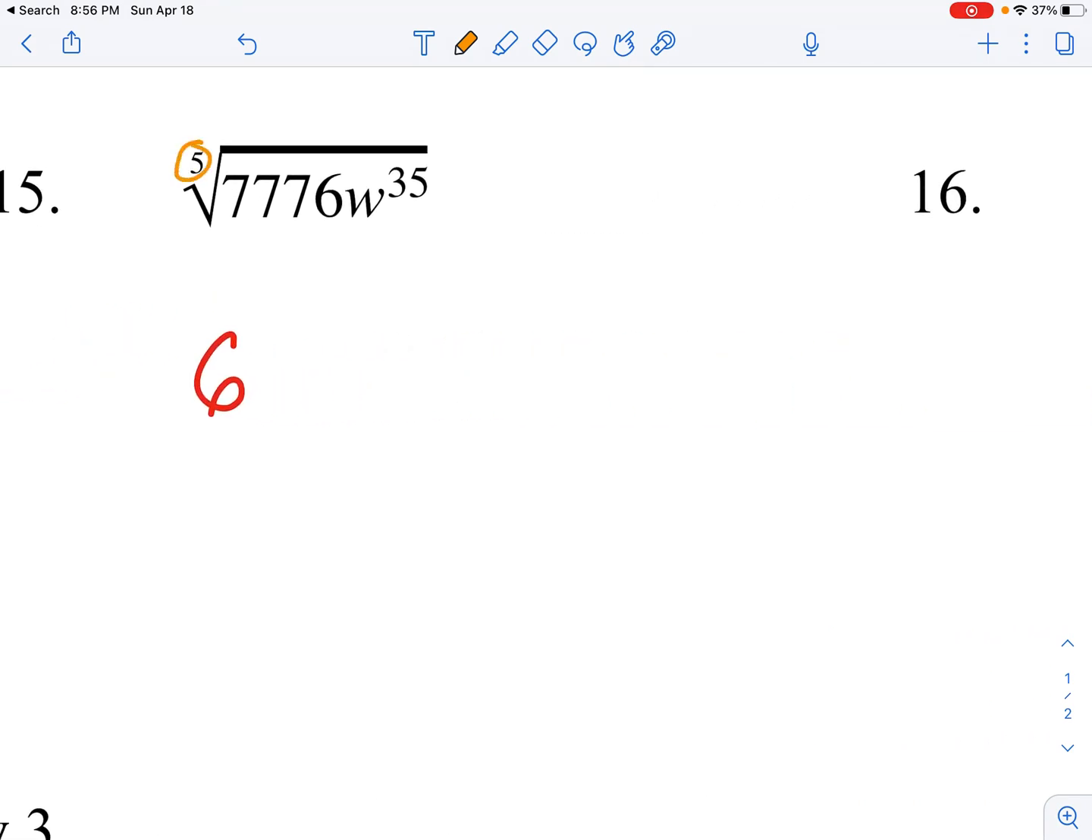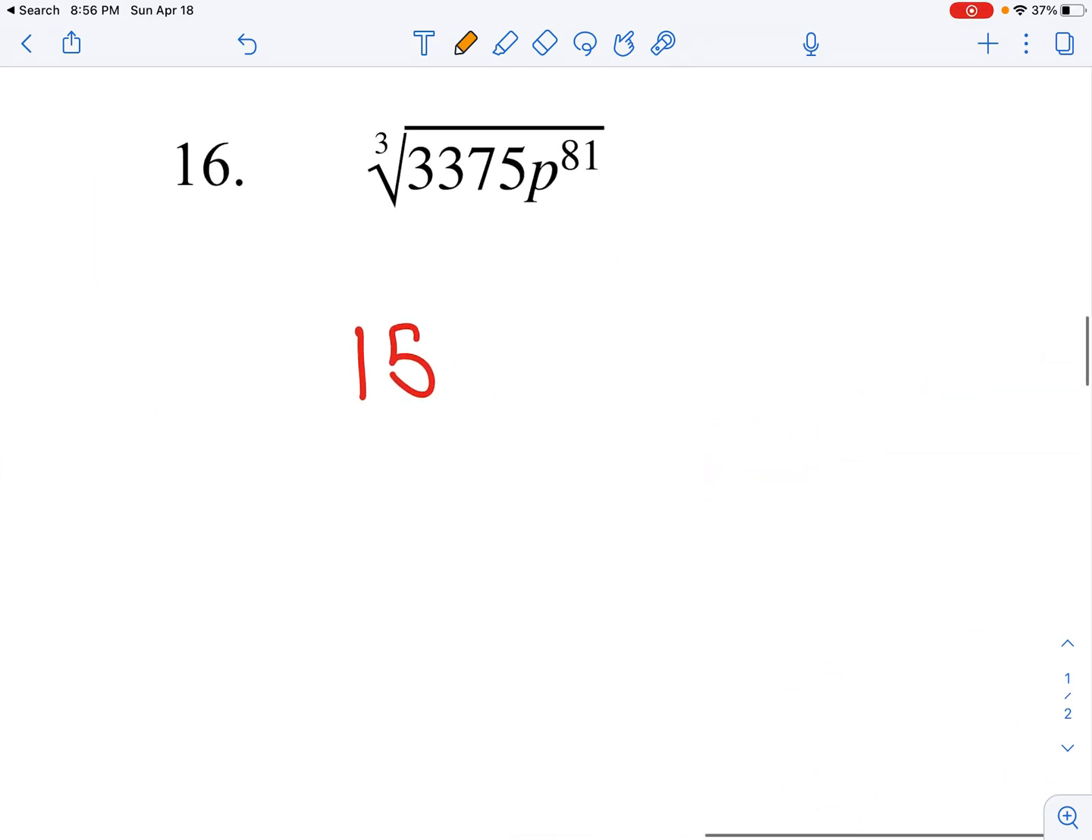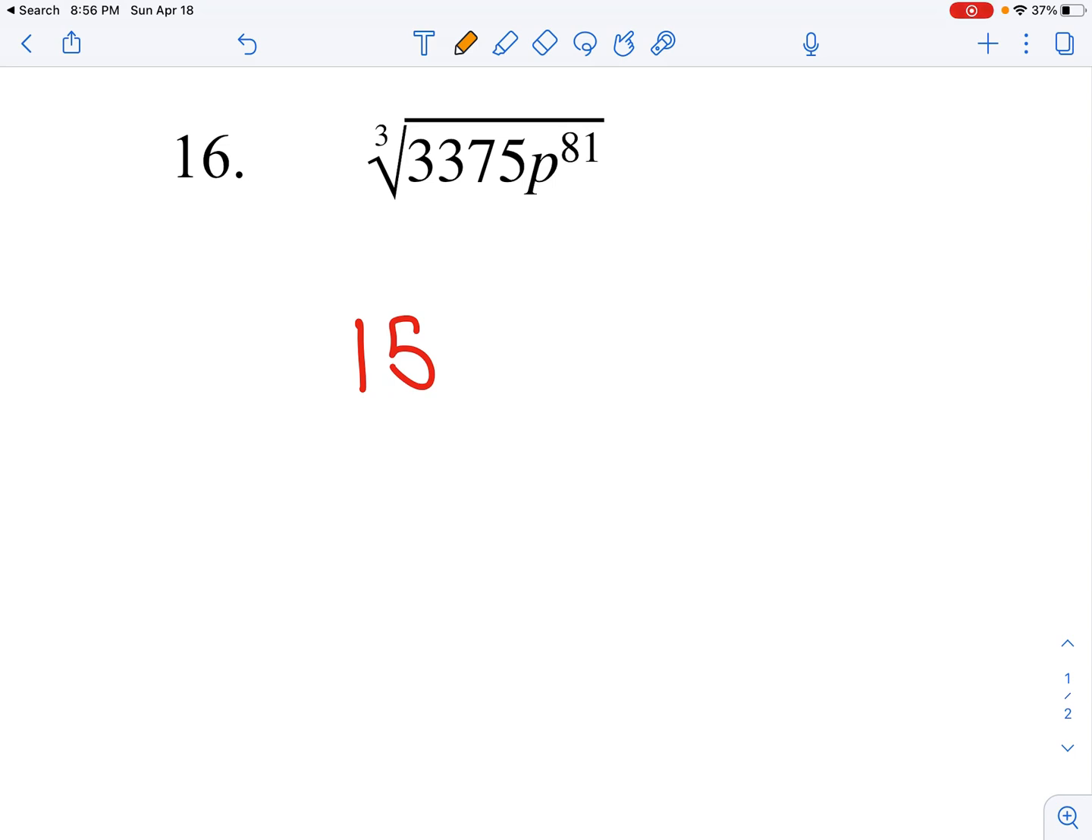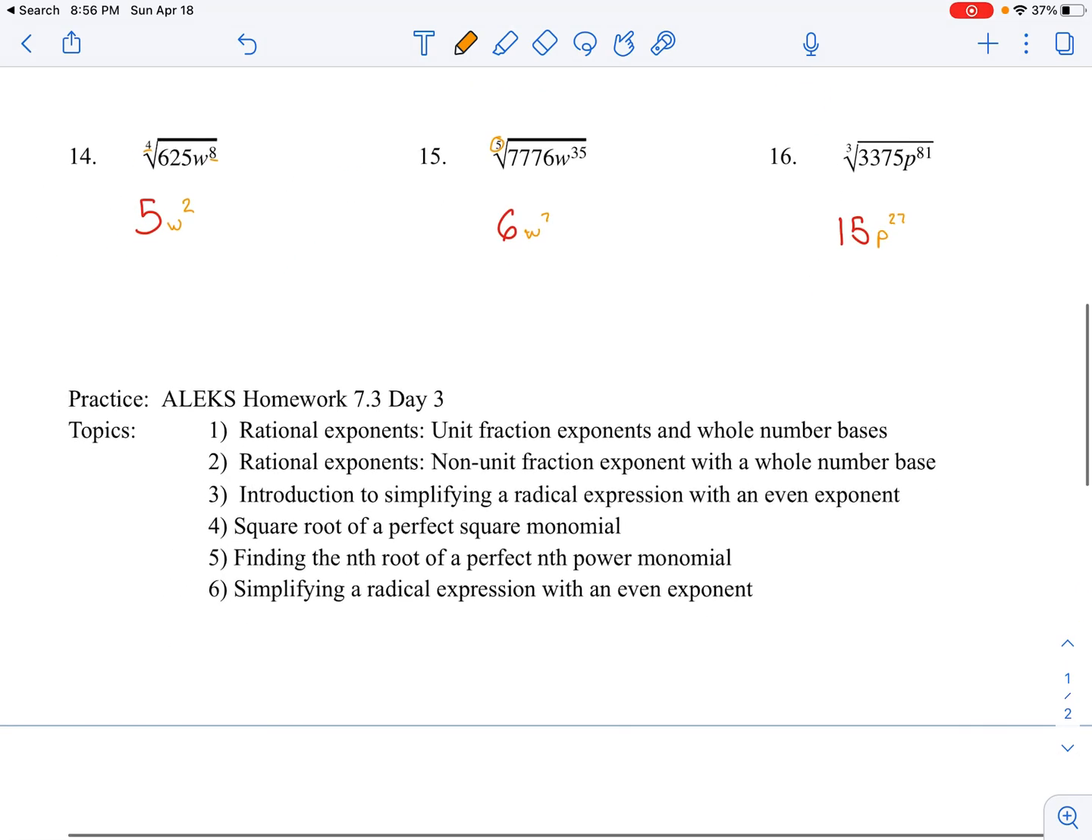The fifth root of 7,776 is a 6, and that leaves me with a w to the 7th power because 35 divided by 5 is 7. The third root of 3,375 is 15, and we will be left with p to the, well, let's see, 81, I believe that is 27. Yeah, there we go. That is it for that lesson.